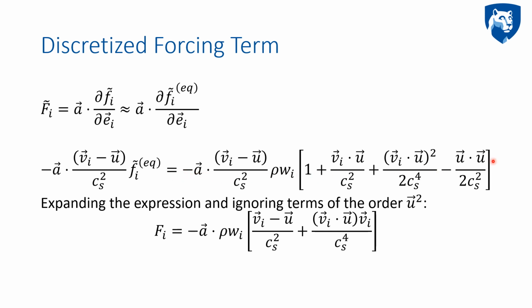If we ignore the higher order terms that are of the order of the macroscopic velocity squared, what we are left with is this equation right here, which will be our equation for the forcing term in the Lattice-Boltzmann method. This is actually not a bad assumption to make, since when we compare the macroscopic velocity to the velocity of the molecules, it's much smaller than the velocity of the molecules. So the terms of the order u squared can be neglected easily.